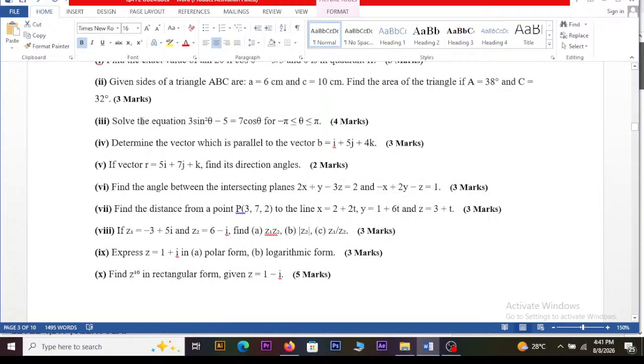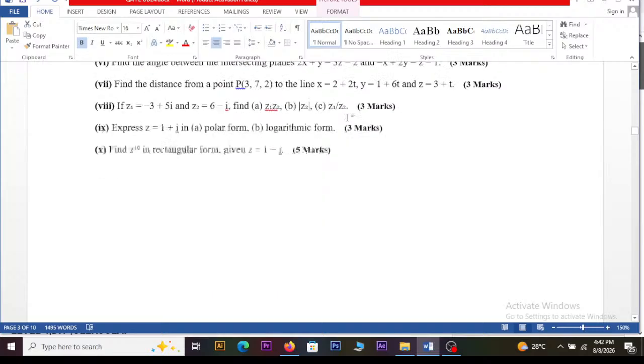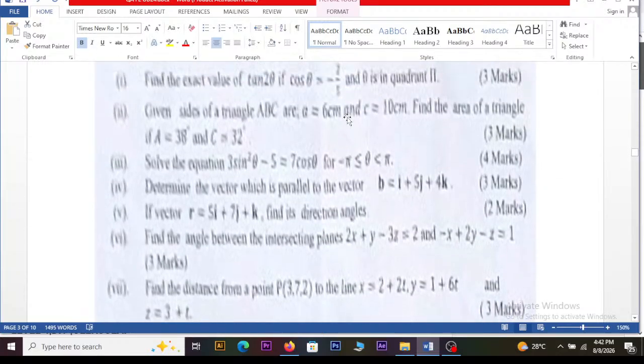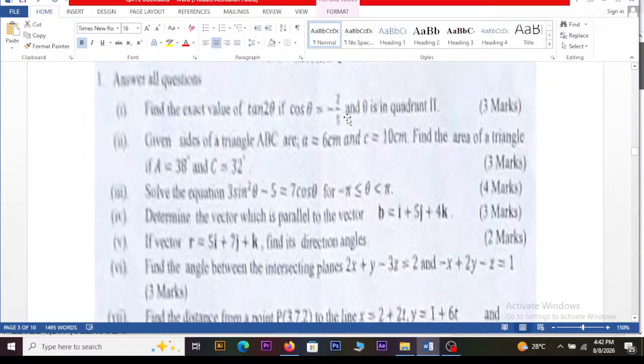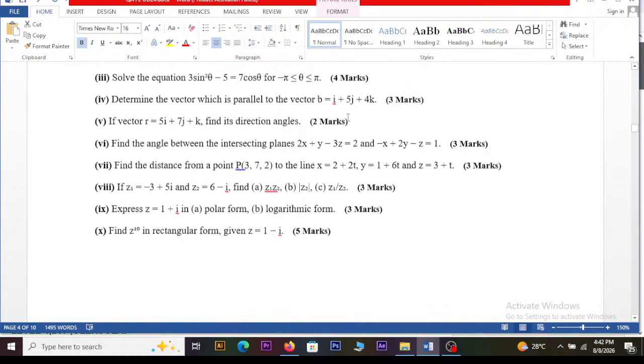Question 1, Roman 3. Solve the equation 3 times cos squared theta minus 5 is equal to 7 cos theta for negative pi less than or equal to theta less than or equal to pi. You'll be rewarded 4 marks. 4 marks or 3 marks? No, I'm not sure. 4 marks? Yes, 4 marks.